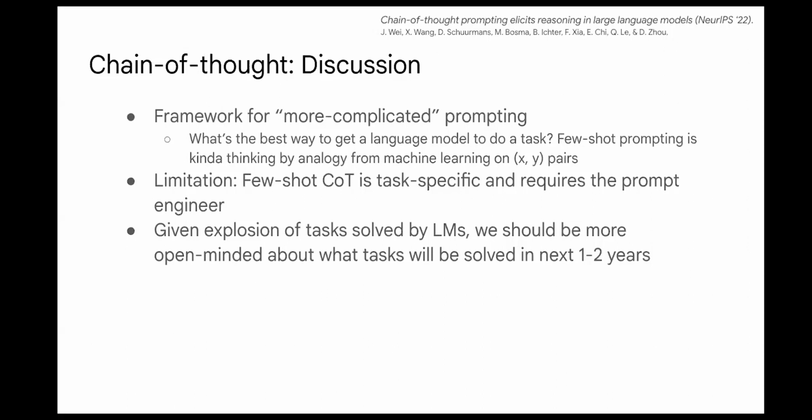Yeah, and I'll talk about this briefly: a limitation of chain of thought is that if you do this chain of thought prompting, it's pretty task specific. So you have to write the examples in order to get the language model to do well on the new unseen example. And I think one of the important implications of this was that chain of thought prompting really unlocked the ability for language models to do a much larger range of tasks, for example, math word problems. And given this explosion of new tasks that are solvable by language models, I think we should be pretty open-minded about what tasks will be solved in the next even 1 or 2 years.